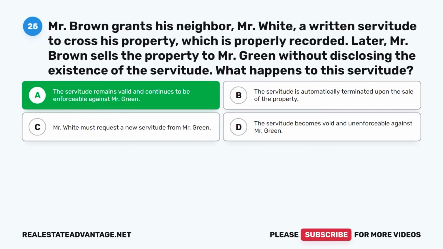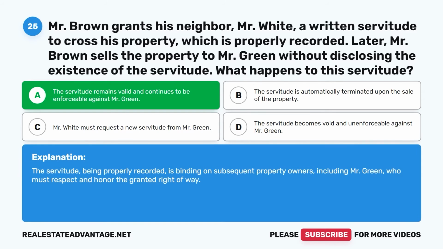The servitude remains valid and continues to be enforceable against Mr. Green. The servitude, being properly recorded, is binding on subsequent property owners, including Mr. Green, who must respect and honor the granted right-of-way.